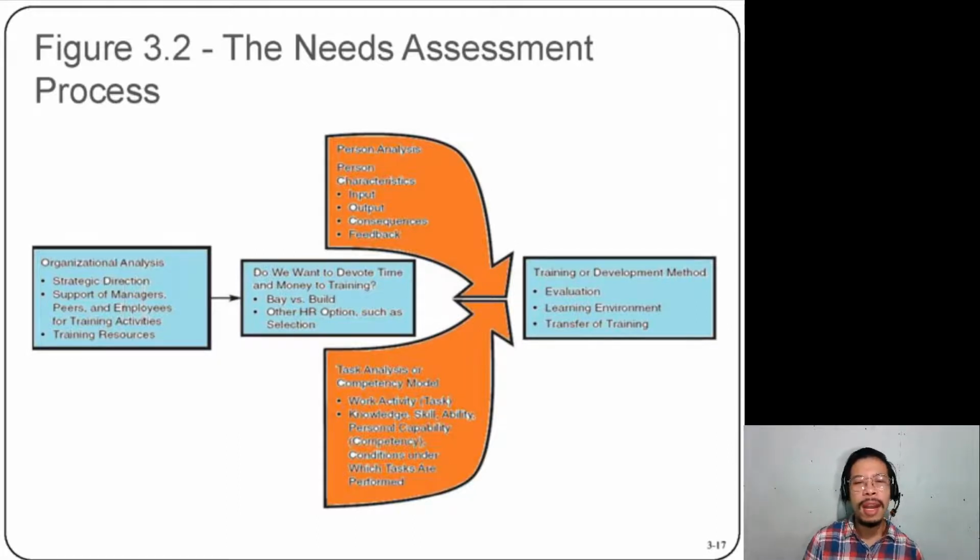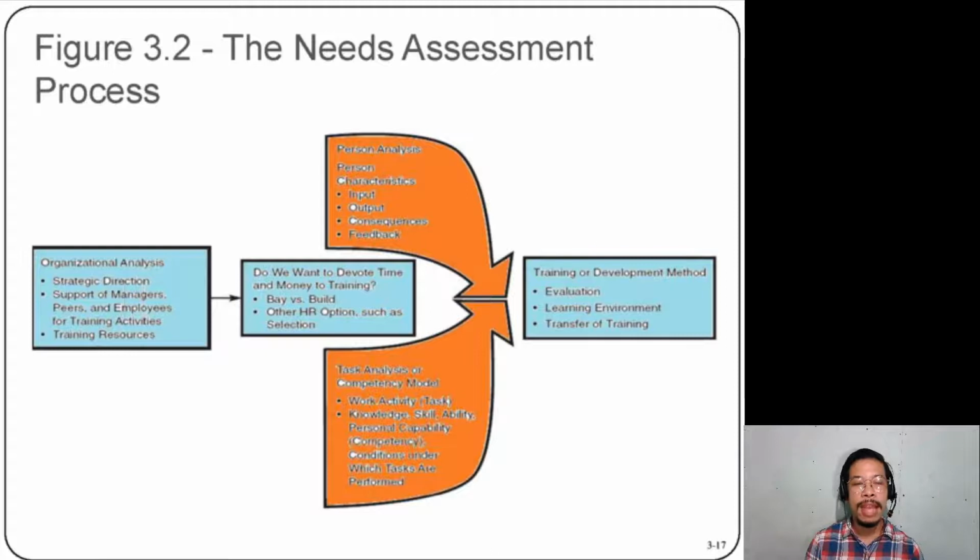So what are the characteristics, right? Do they have the knowledge? Do they have the skills? Do they know how to work with other co-workers, right? So, how are they motivated? Do we need to reward them if they will perform well? Those are the questions that we need to consider in analyzing the person and the organization.